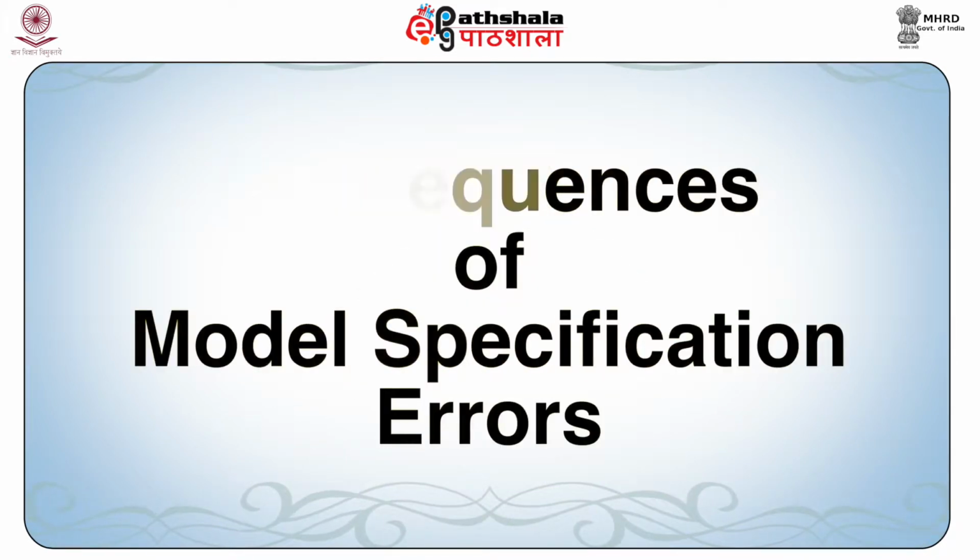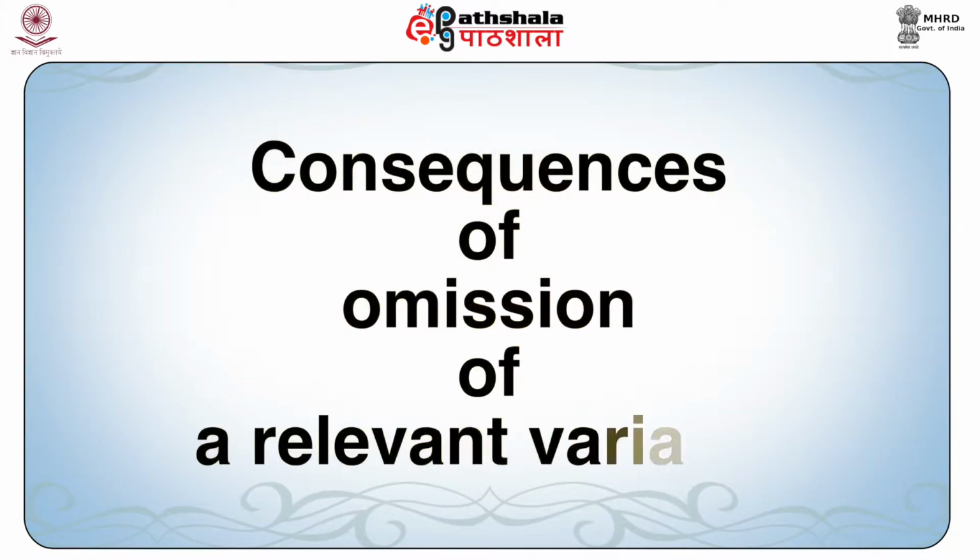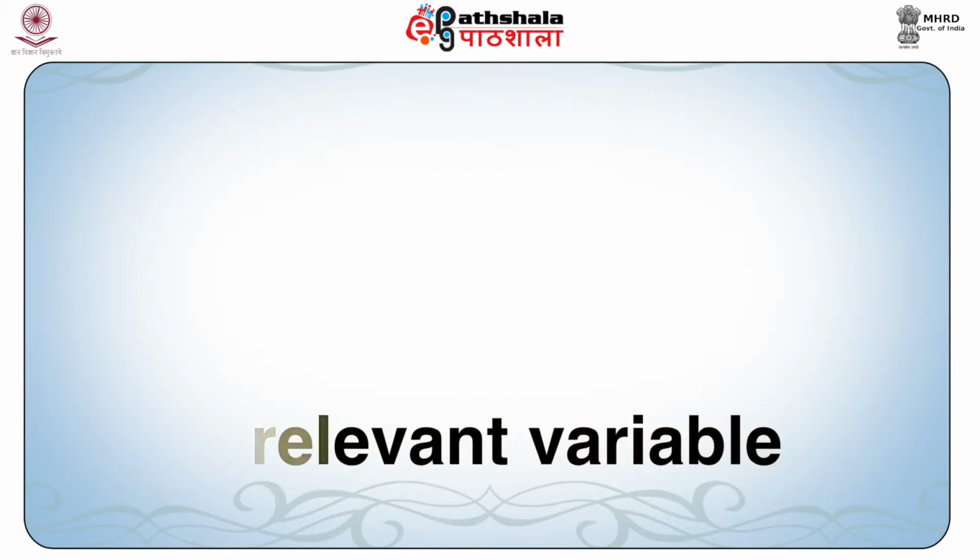Consequence of model specification errors. Having understood the different types of errors, let us examine the consequence of committing these errors. To keep the discussion simple, we consider a 3-variable model and consider in this section consequences of errors with respect to choice of variables. Consequences of omission of a relevant variable.